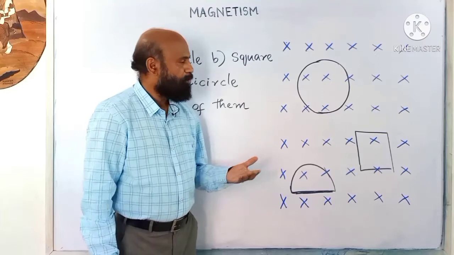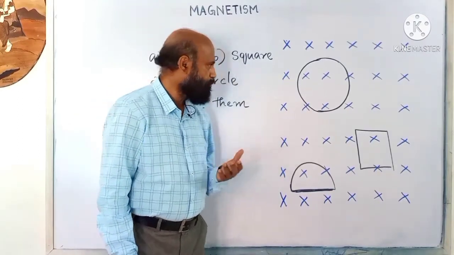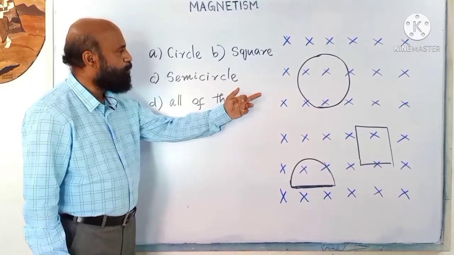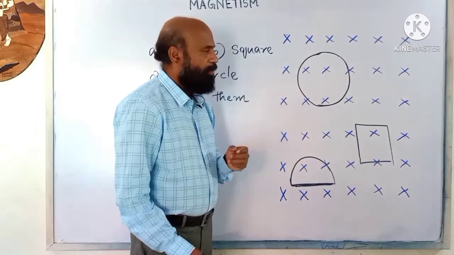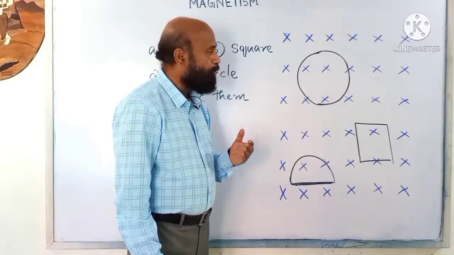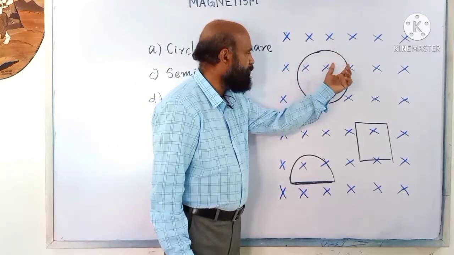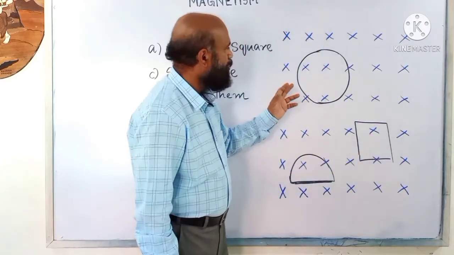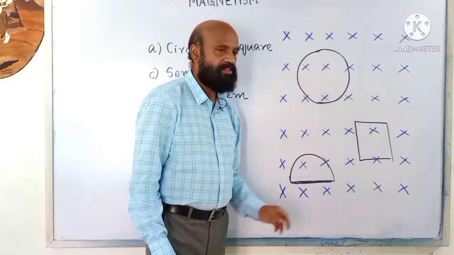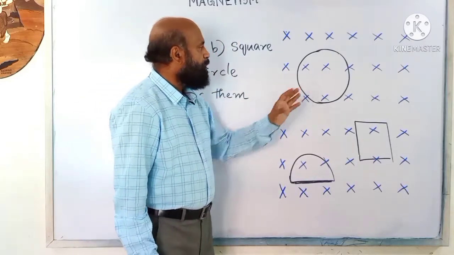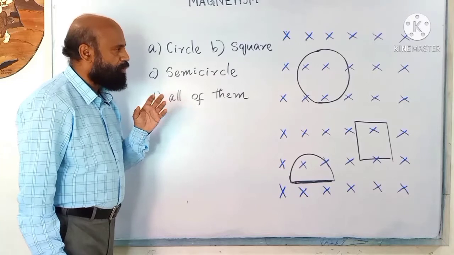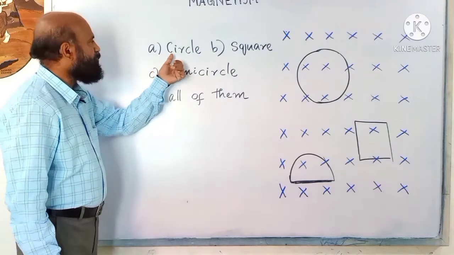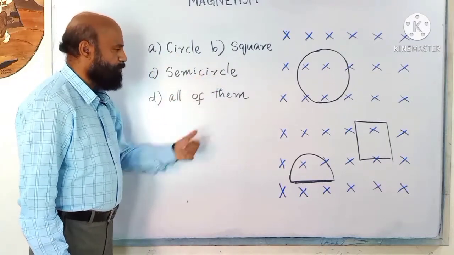In this video, I'm going to explain how to solve multiple choice questions in magnetism. In this problem, three wires of equal length are bent in the form of a circle, semicircle, square. Length of the wire is same in the three cases. Then the question is to find out which will experience maximum torque. Four options given: circle, square, semicircle, all of them.